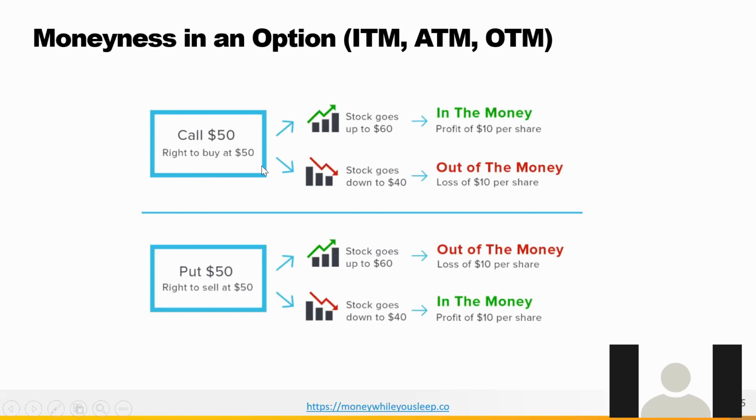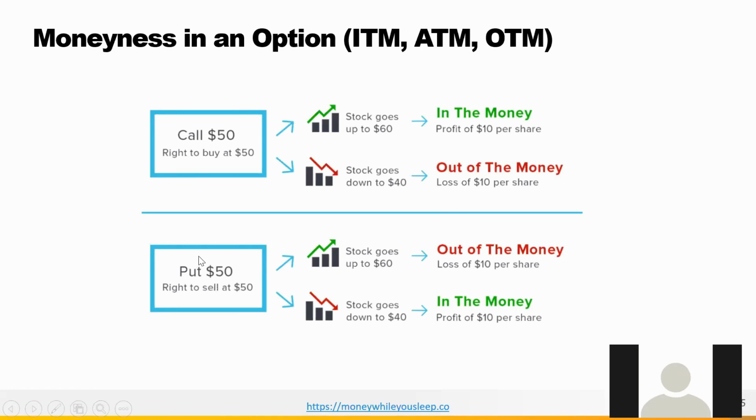So for example, if there is a buyer of a call and the stock has gone up to $60, the buyer of a call is going to make money. So he is in the money, he is actually having money now, and he's making profit out of it. And if that stock goes below $50, then that buyer of a call will be out of the money.